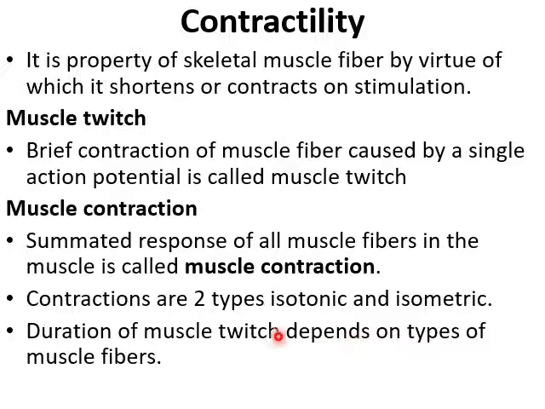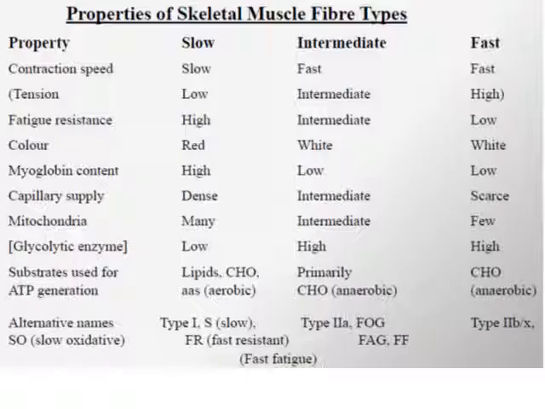Now, this duration of muscle twitch basically depends on the types of muscle fibers. Now, what are these muscle fibers? The muscle fibers are basically classified into type 1 and type 2. The type 2 is again classified into type 2A and type 2B. So it is more of memorizing.